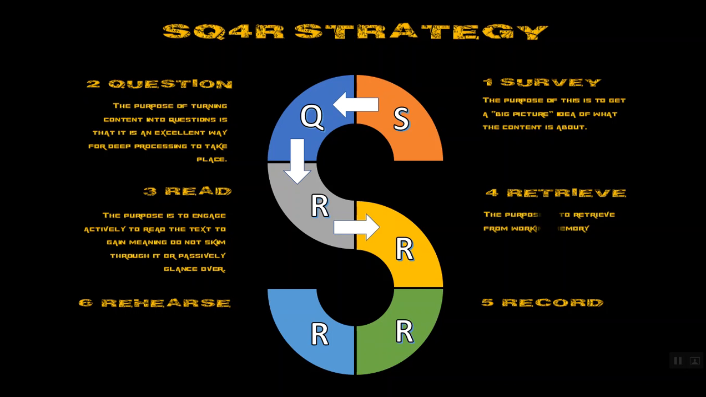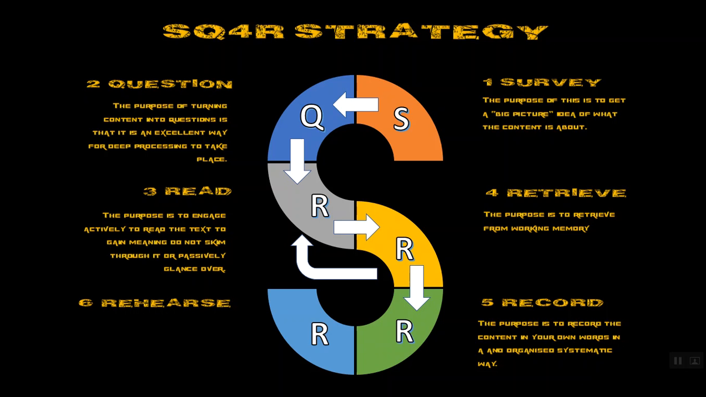Then from there we go to retrieving. The purpose of this is to retrieve answers from working memory. For this we would most probably use a probe for gaps questionnaire or something like that. And whenever we cannot retrieve from memory, we have to go back and reread. Once we've successfully retrieved the information and reread until we've retrieved all of it, we can go over to the recording phase, where we record the content in our own words and in an organized, systematic way.